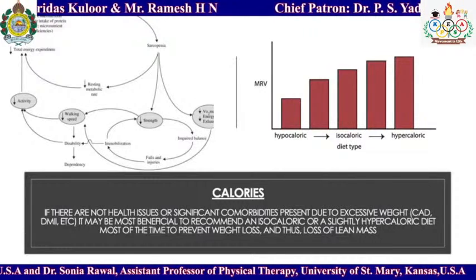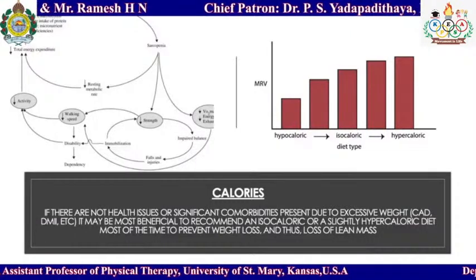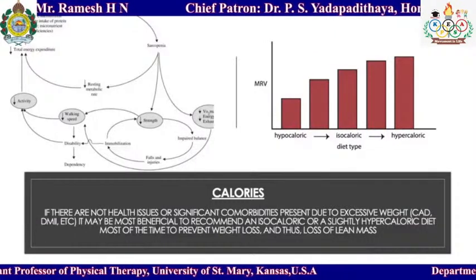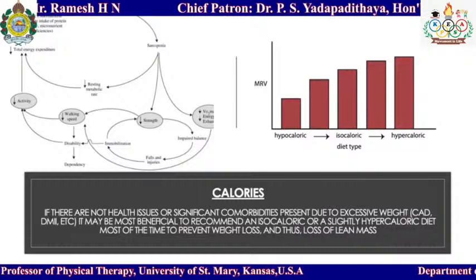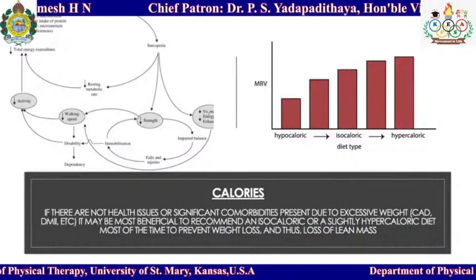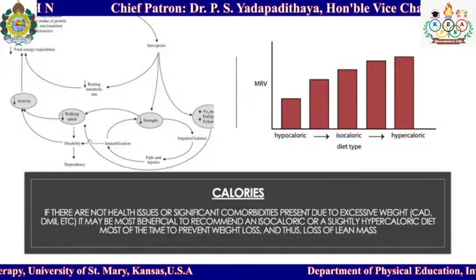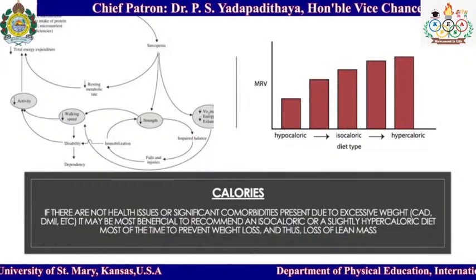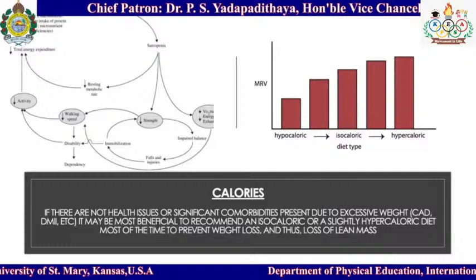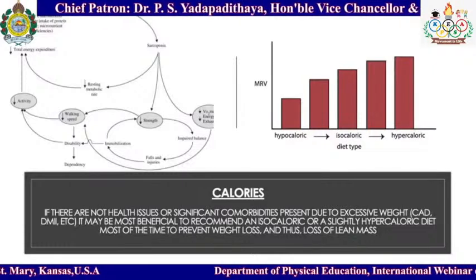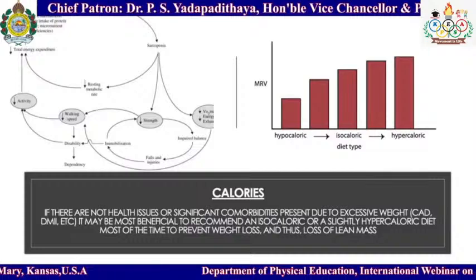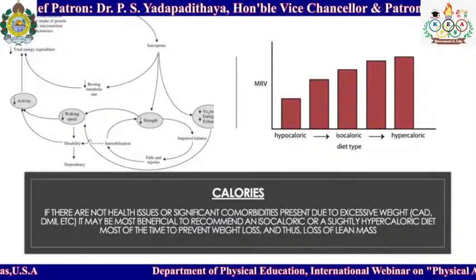So, battling weight, diabetes mellitus, coronary artery disease, some of these other comorbidities, I would definitely recommend an isocaloric or a slightly hypercaloric diet, meaning they're maintaining weight or just very slowly gaining weight so that they can prevent weight loss and increase retention of lean mass.